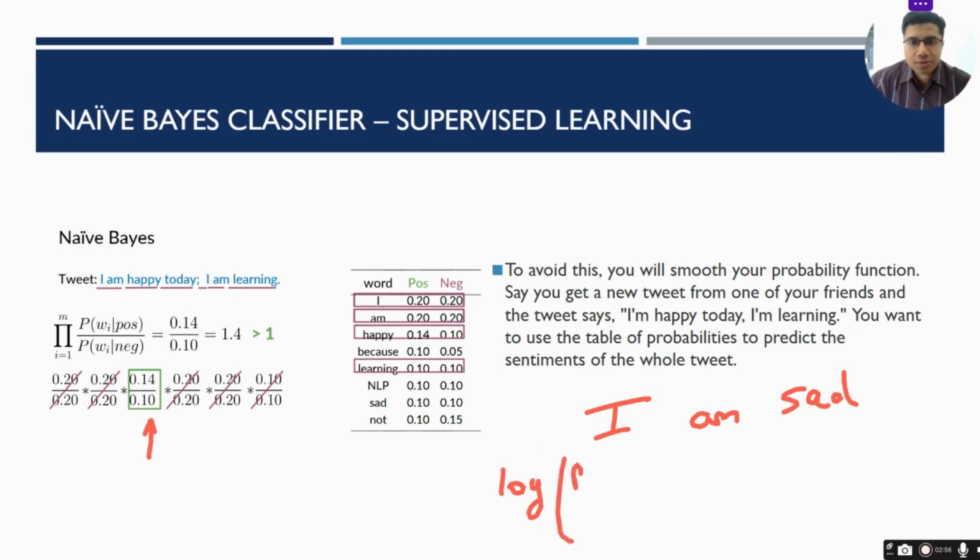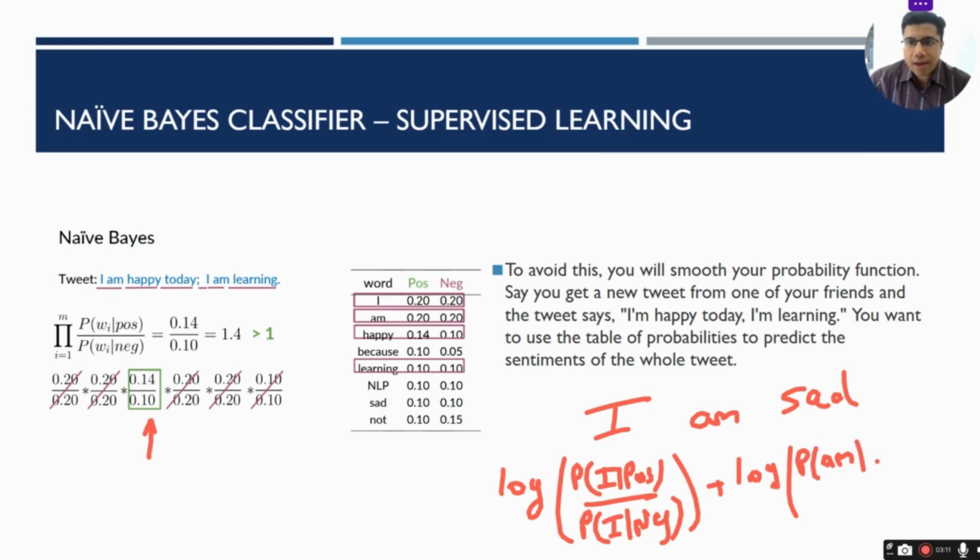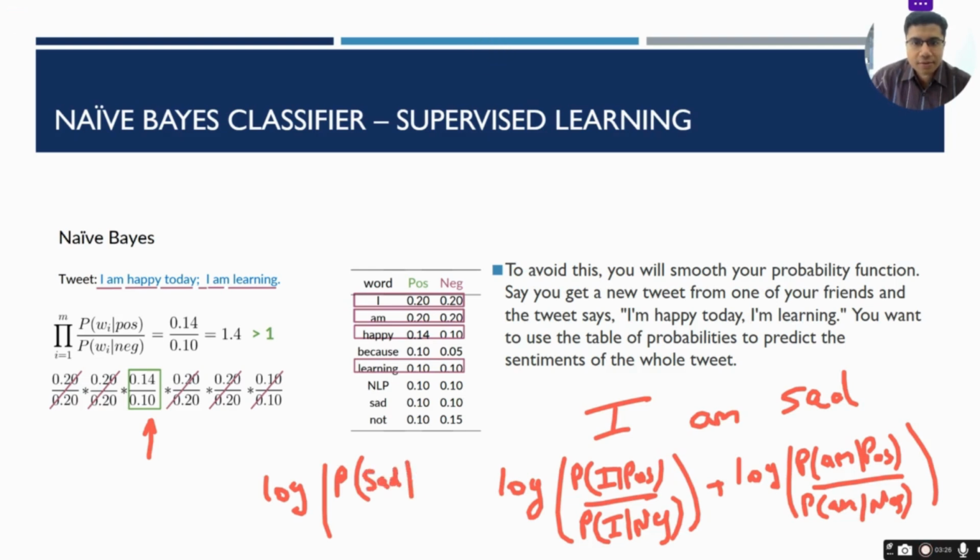it will be like this: probability of positive containing I upon probability of negative containing I, plus probability of am positive upon am negative, and then I will write on this side probability of sad positive upon probability of sad negative. So these 3 we will add when I calculate this.